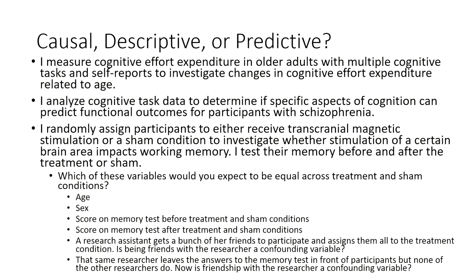Now, score on memory test before treatment and sham conditions would also hopefully be equal in both groups, because if I somehow selected all the people with a better memory score for the precondition, then it's not going to tell me anything when their memory score goes up or down for the post condition. The random assignment is what we're looking for to ensure that those pretest conditions are going to be equal between groups.